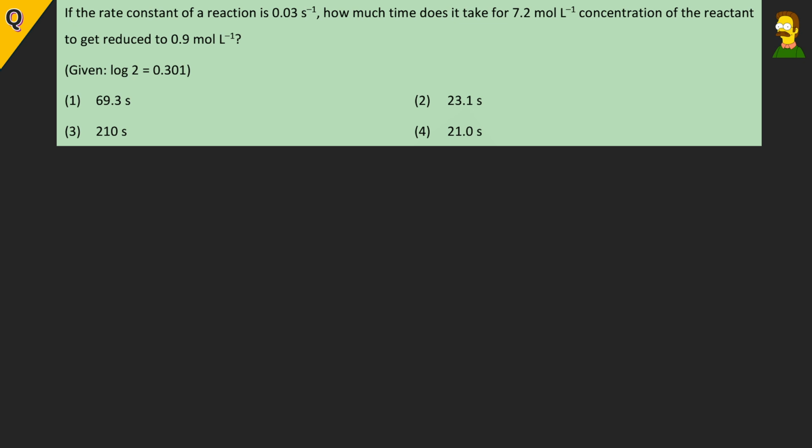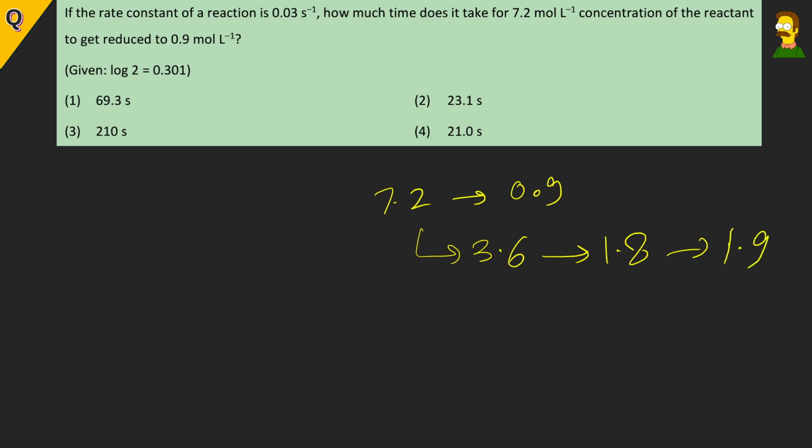The rate constant of a reaction is something. Another question from kinetics. Very interesting. But this is significantly easier because what you're going to do is you're going from 7.2 to 0.9, which is essentially 3.6 to 1.8 to 0.9. That's 3 half-lives. I've been given the rate constant, diya hua hai, right? T half is going to be equal to 0.693 divided by K. Yay!